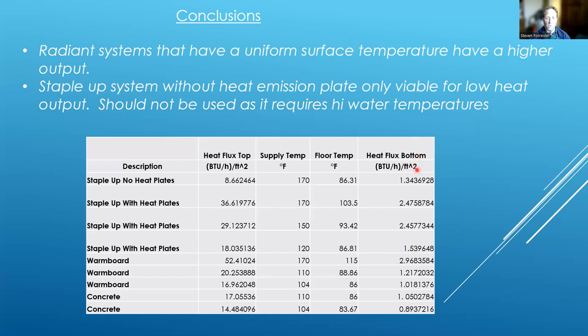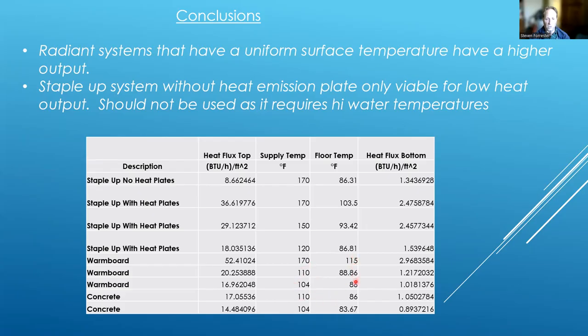Then the energy you lose out the bottom is 1.54. It's not as much as the staple up with no heat plates. It's a little more, but it's not significant. I wouldn't be concerned with that. Now we go to the warm board, and again we ran it at higher temperatures.